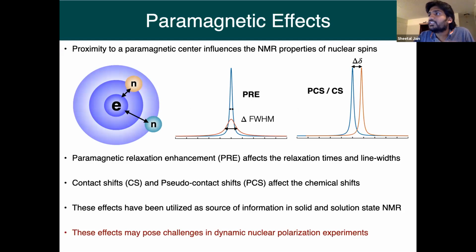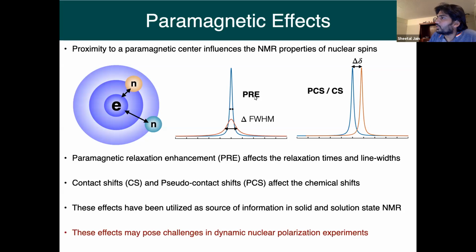The basic idea of the paramagnetic effects is that whenever there is a paramagnetic center present in a solid state or in an NMR sample, then the nuclear spins that are located close to the paramagnetic center have their NMR properties influenced by the hyperfine coupling between the electron spin and the nuclear spin. And there are two major implications of that on NMR spectra.